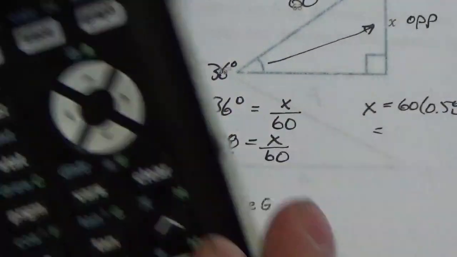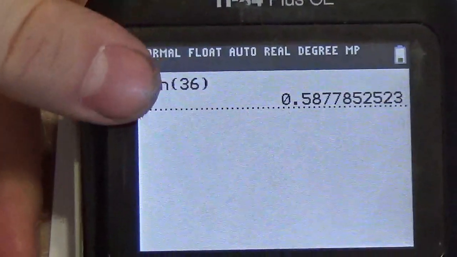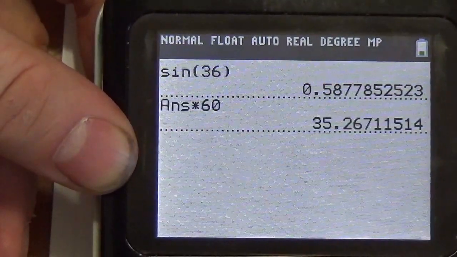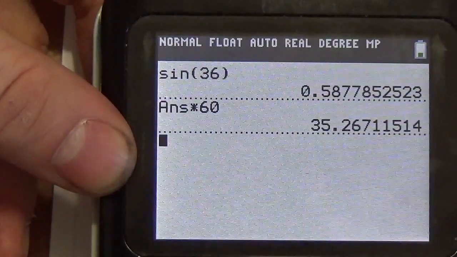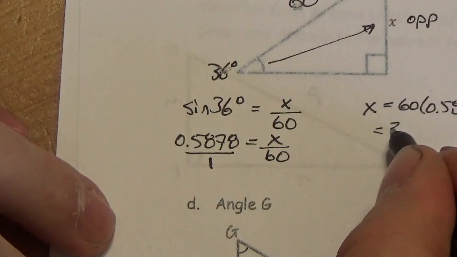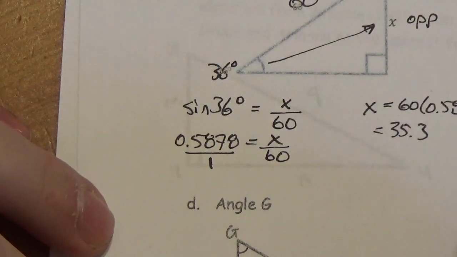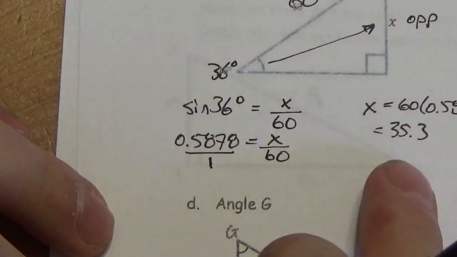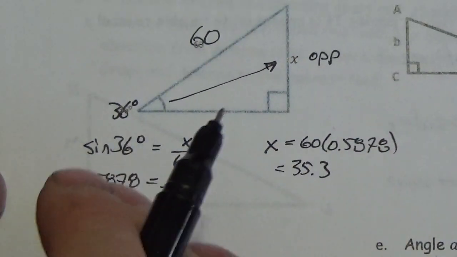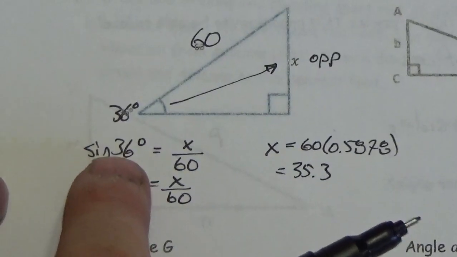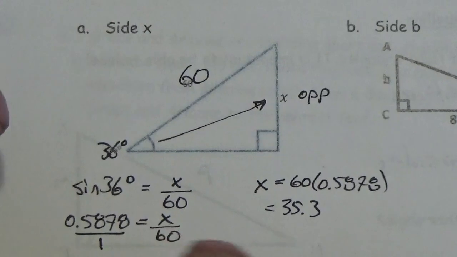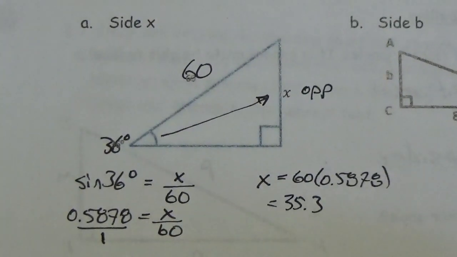Except what I'm going to do here is I'm actually going to use the ratio that's right here. I'm just going to press multiply by 60, and I'm going to get 35 point, when I round that, 35.3. And so there it is. That is the length of the opposite side of that triangle, because the calculator knows what that ratio should be. So I'm going to only have one part of that ratio, and I can cross multiply to get the part that I'm missing. That's how that works here.